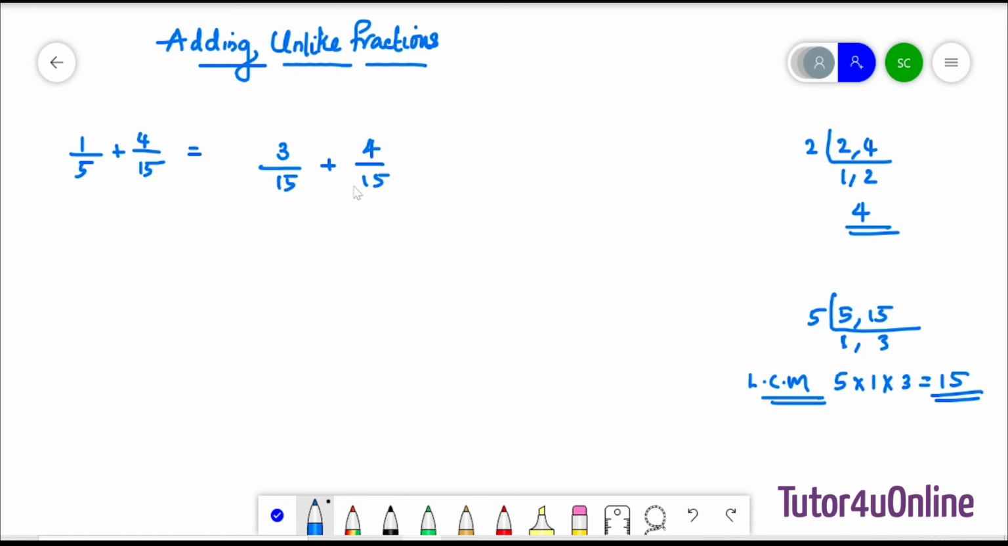So now we got a like fraction equivalent to this unlike fraction. Now it is easy to add. 3 plus 4 equals 7. 7 by 15 is the answer. Again, another example. Let's take a third example.